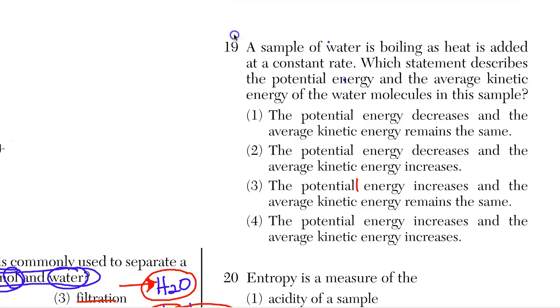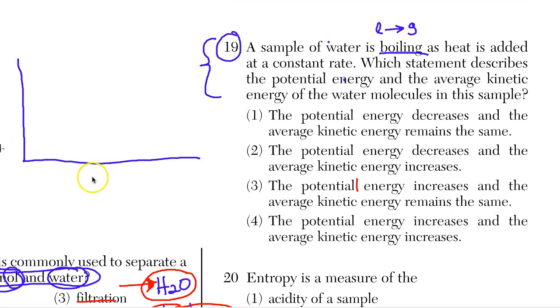Number 19. A sample of water is boiling. Phase change from a liquid going to a gas. Gas has tremendous potential energy, as heat is added at a constant rate. So, which statement describes the potential energy and average kinetic energy of the water molecules of the sample? This question is really tapping into the concept of a heating curve. Now, a heating curve is this graph that you've seen. We say that energy or heat, we'll just say heat, is being added at a constant rate. That means we're not increasing or decreasing heat, it is constantly being added.